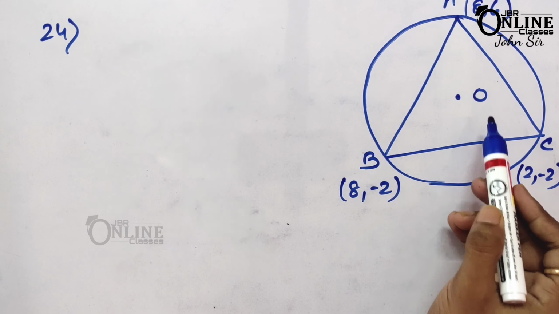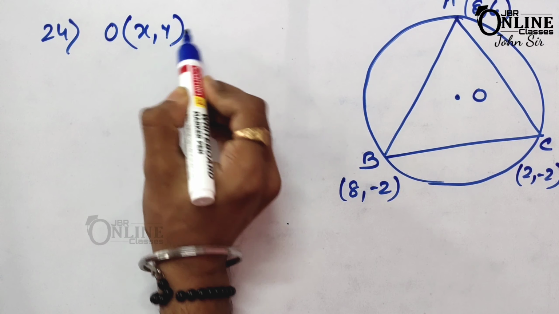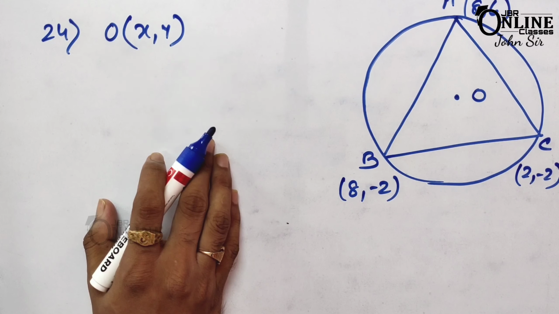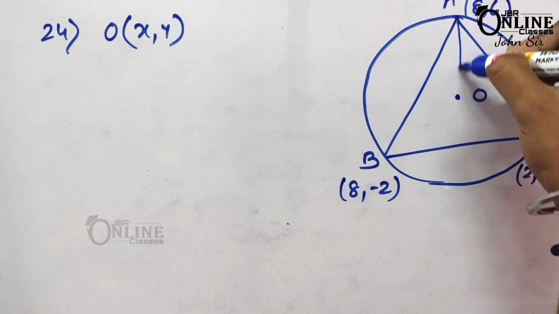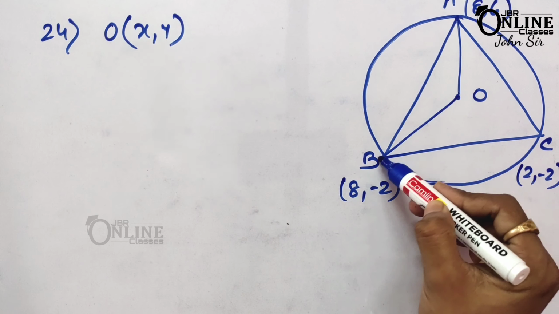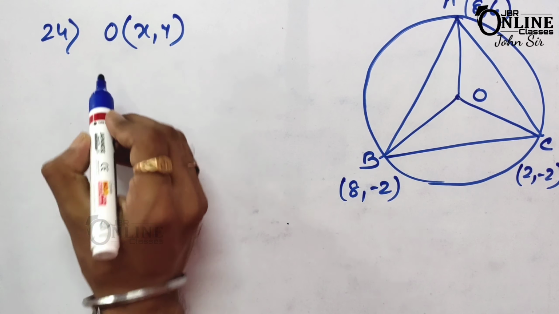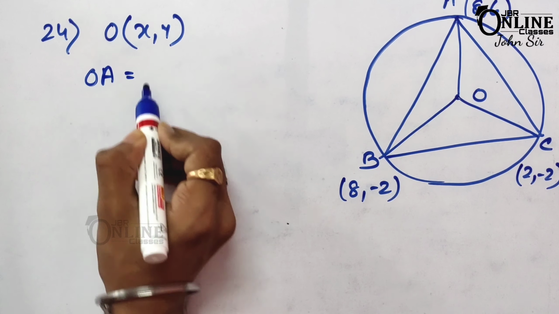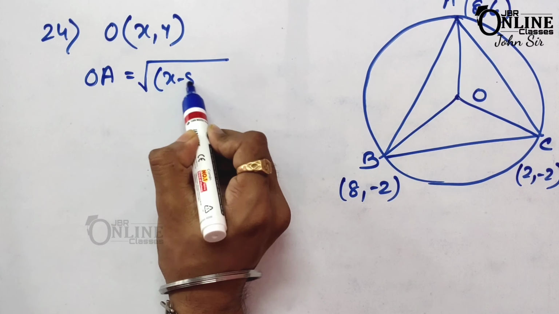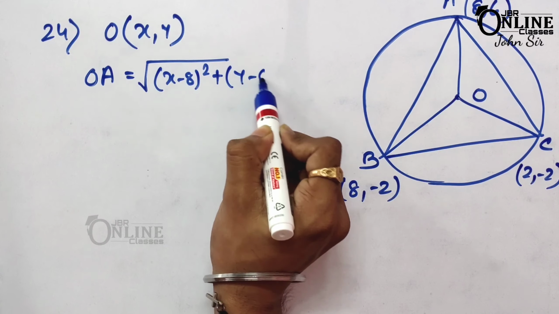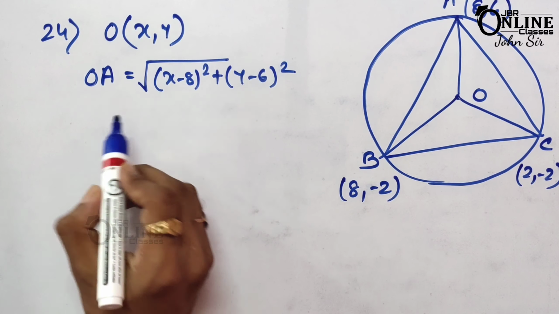So first mark it here, O is the circumcenter, and x comma y is the coordinate of that point. So first if you join OA, OB and OC, OA is a radius, OB also a radius, and OC also a radius. So first find out OA. OA equals root over (x minus 8) whole square plus (y minus 6) whole square. Clear?